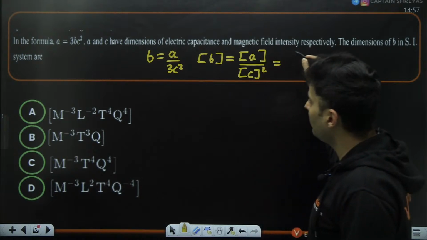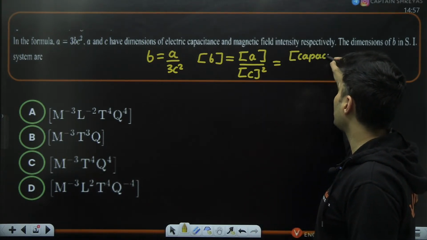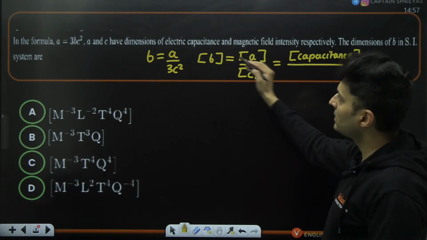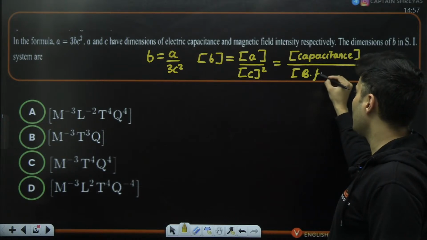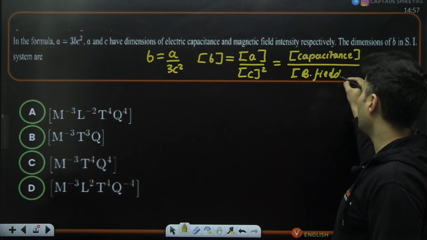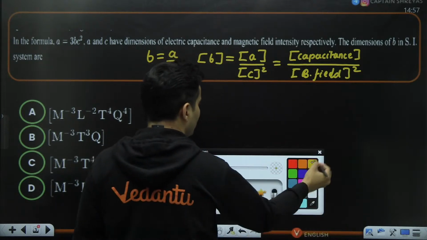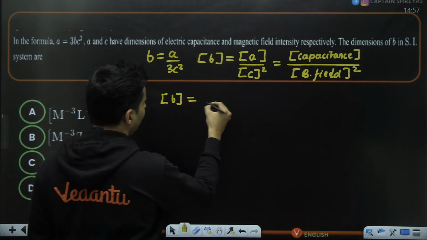A is nothing but capacitance. And C is nothing but magnetic field, and it is squared. Okay, so how do we get the dimensions of capacitance and the dimensions of magnetic field?